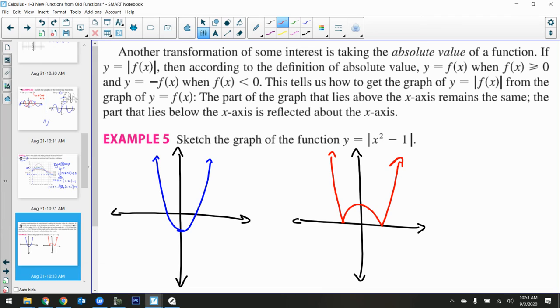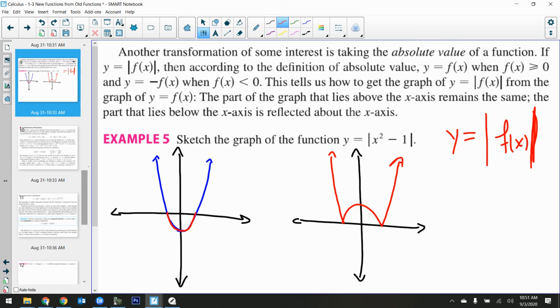So again, what did we really do there? It took this piece here and flipped only that piece positive. And again, that's assuming you just have y equals the absolute value of f of x. When you start putting other transformations on it, like a shift up or down, that's when it's a little bit more complex.